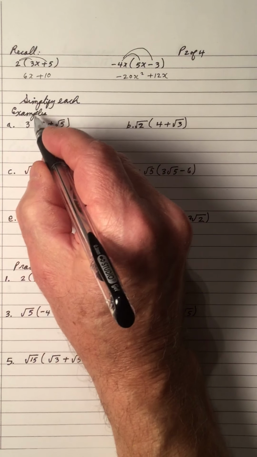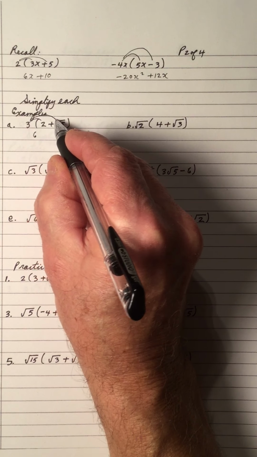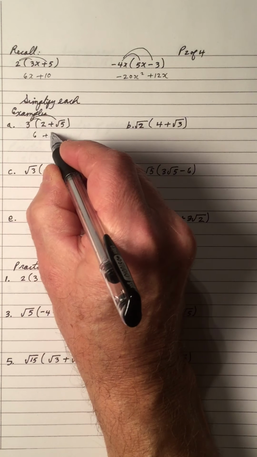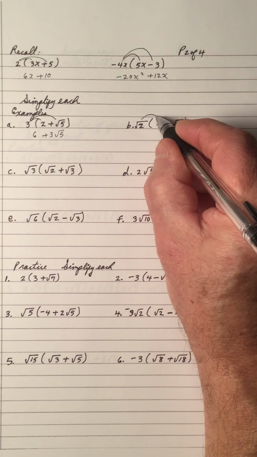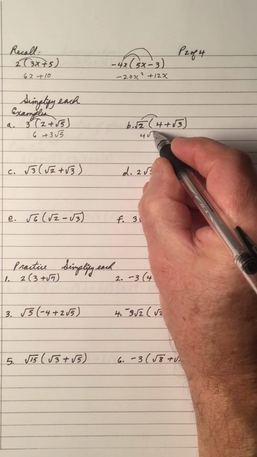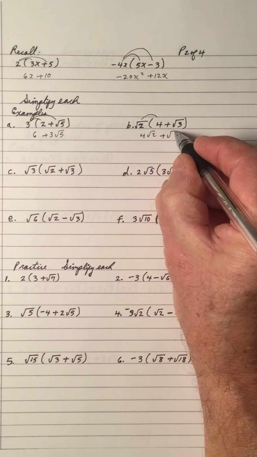Simplify each. An example: 3 times 2 is 6. 3 times root 5 is 3 root 5. Root 2 times 4 is 4 root 2. Root 2 times root 3 is root 6.